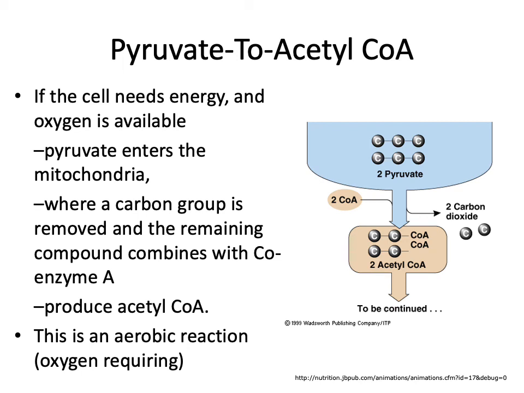So if the cell needs energy and there's plenty of oxygen available, pyruvate can enter the mitochondria, where it can be converted to acetyl-CoA and then sent through the TCA cycle. Again, this is an aerobic reaction requiring oxygen.